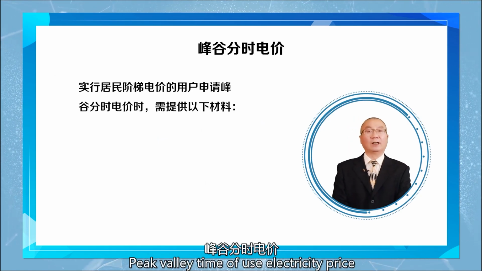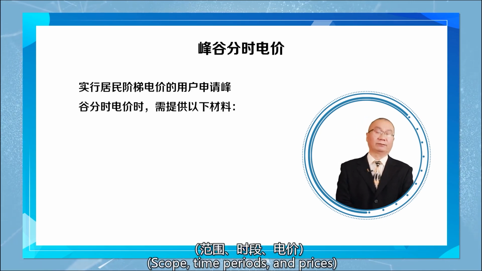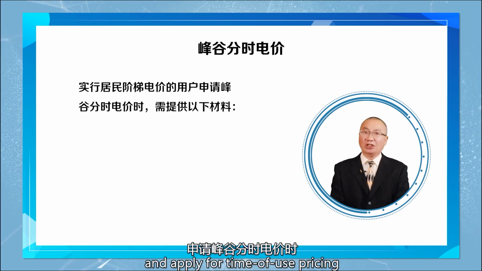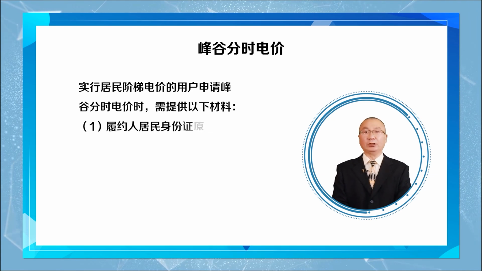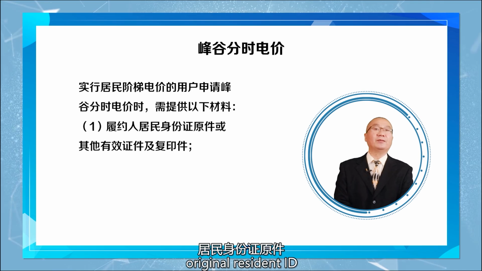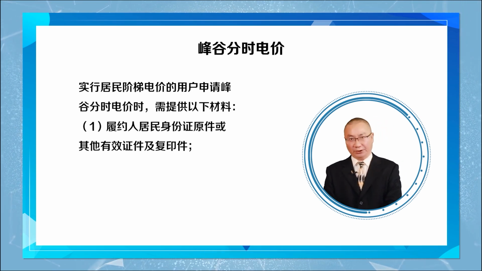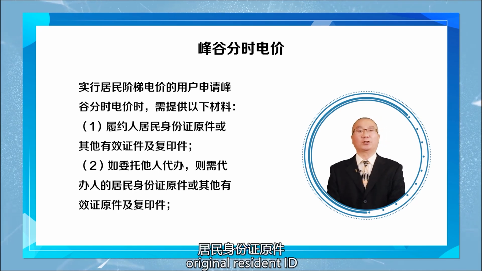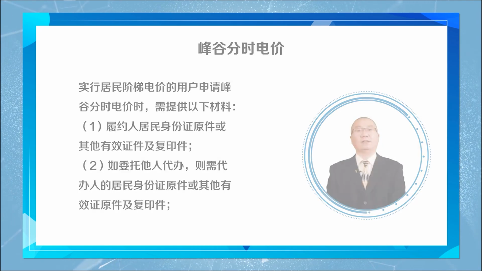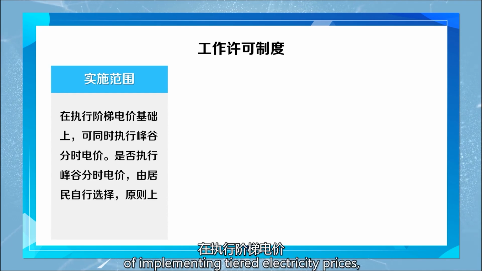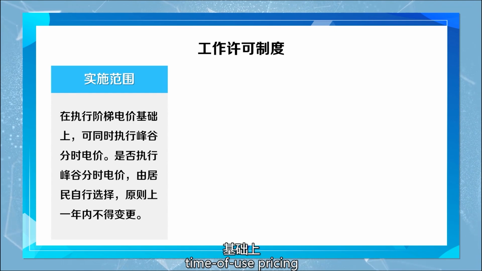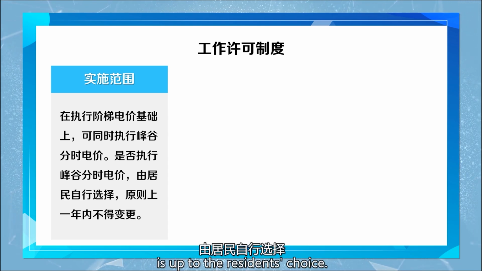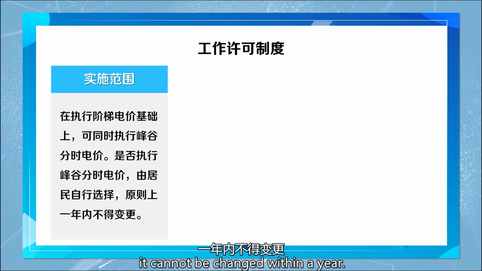Part 5. Peak Valley Time of Use Electricity Price. Scope, time periods, and prices. Users who implement residential tiered electricity prices and apply for time of use pricing need to provide the following materials. First, the contract holder's original resident ID or other valid documents and copies. Second, if someone else is authorized to handle it, the authorized person's original resident ID or other valid documents and copies. Implementation scope. On the basis of implementing tiered electricity prices, time of use pricing can also be implemented. Whether to implement time of use pricing is up to the resident's choice. Generally, it cannot be changed within a year.